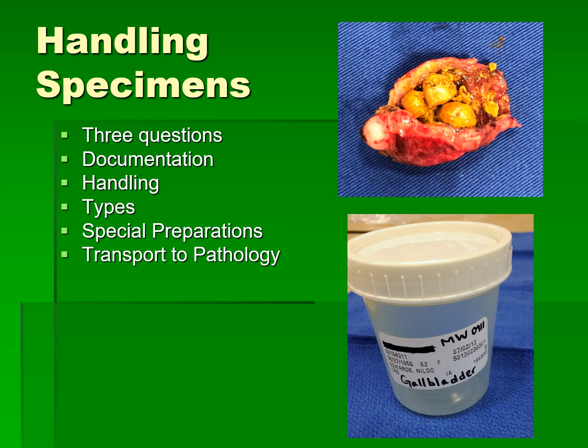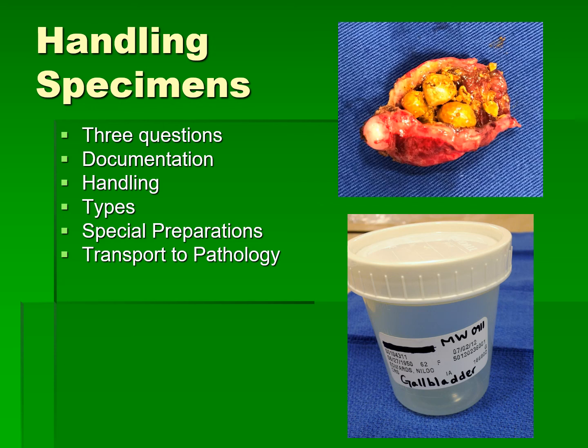Sometimes we'll send cells or cultures, right? Washings or some fluid or some cultures, those kinds of things. We may have various collection devices or culture swabs that we're sending to pathology. Products of conception are also another type of specimen. Foreign body can also be another type of specimen.